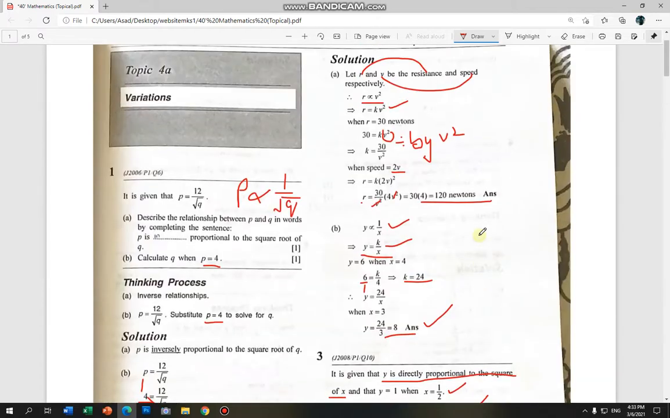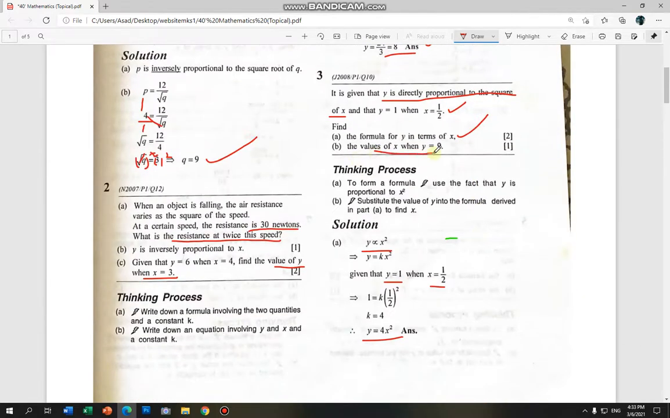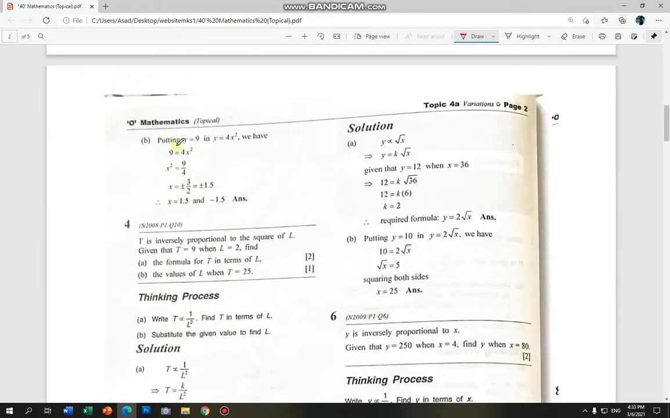Now in the second part, the value of x when y is equal to 9. Putting y is equal to 9 in y is equal to 4x square, we have 9 is equal to 4x square, x square is equal to 9 by 4. Take the under root on both sides, it will be x is equal to plus minus under root 9 by 4, taking square root of both sides. So the square root will cancel this, and the square root of this will be plus minus 3/2. So dividing 3 by 2, it will give you plus minus 1.5. So you have two values, x is equal to 1.5 and x is equal to minus 1.5.